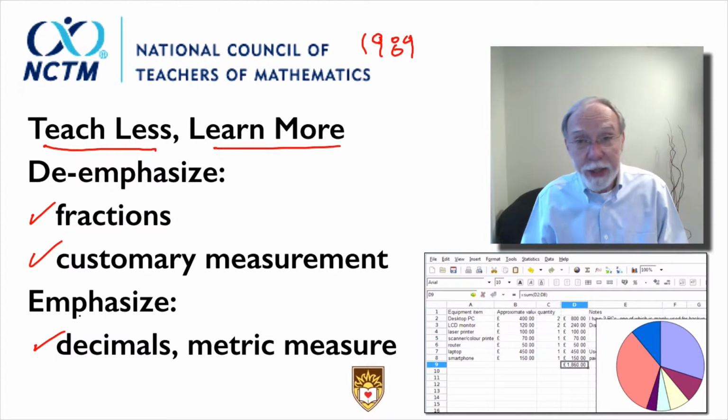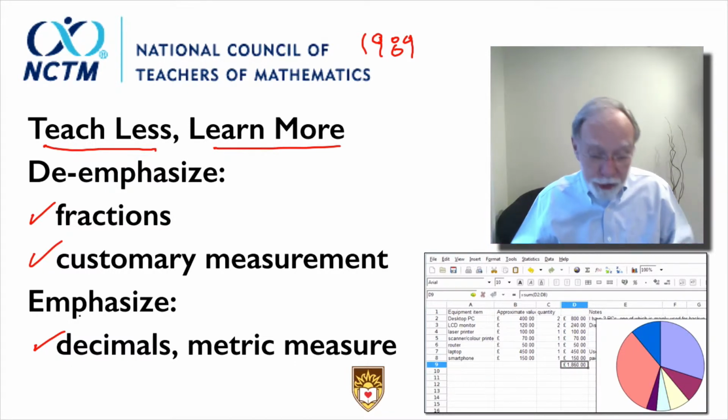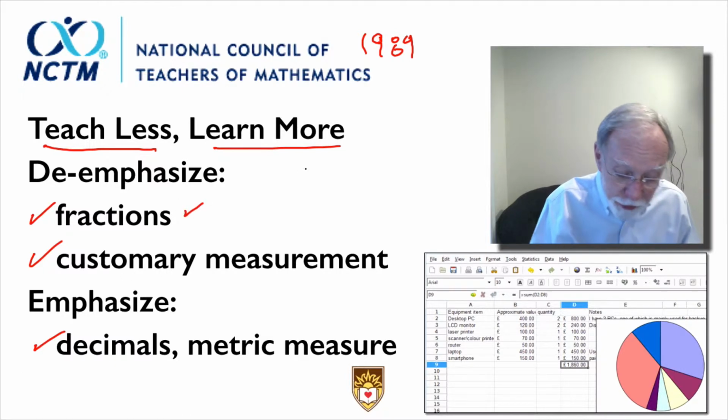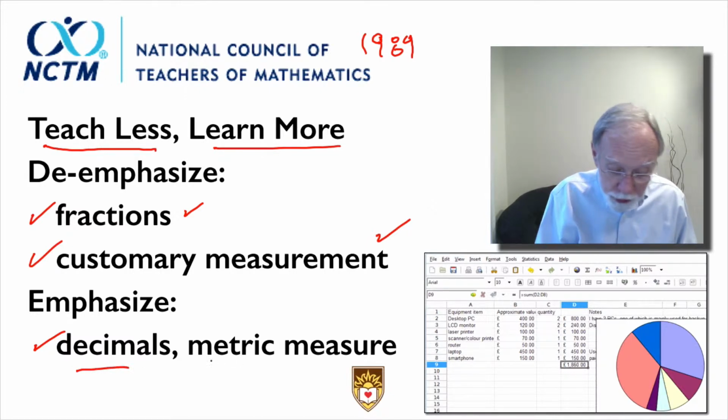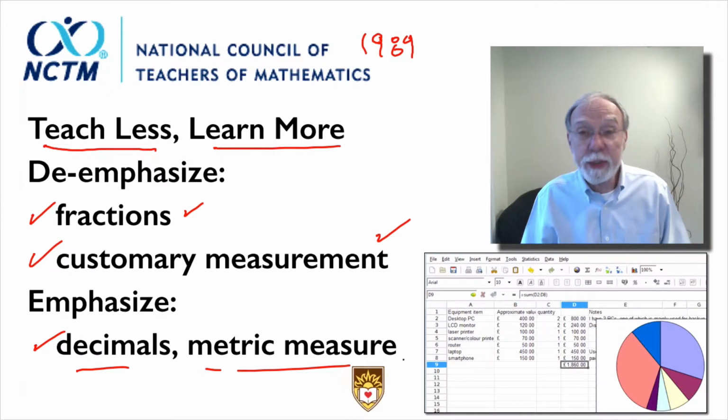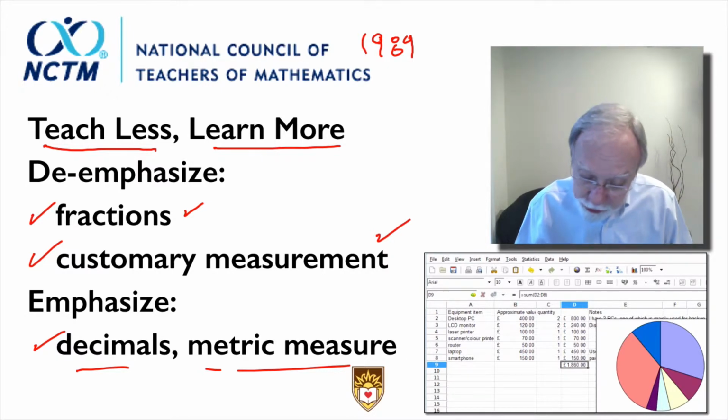It's estimated that our students in the U.S. lose about 1 year of mathematics instruction compared to the rest of the world, solely because they have to learn and relearn these outdated topics compared to kids in the rest of the world that simply don't have to deal with complex fractions and customary measurement.